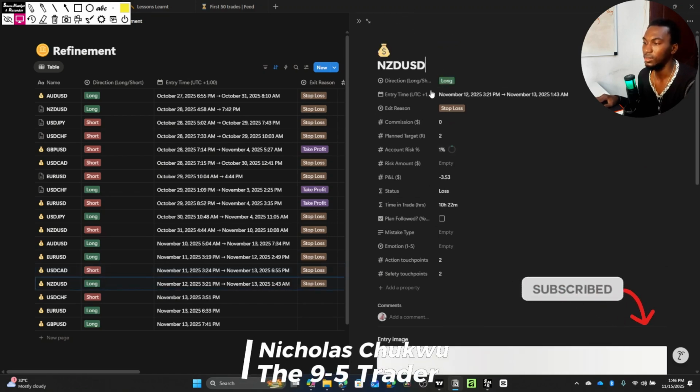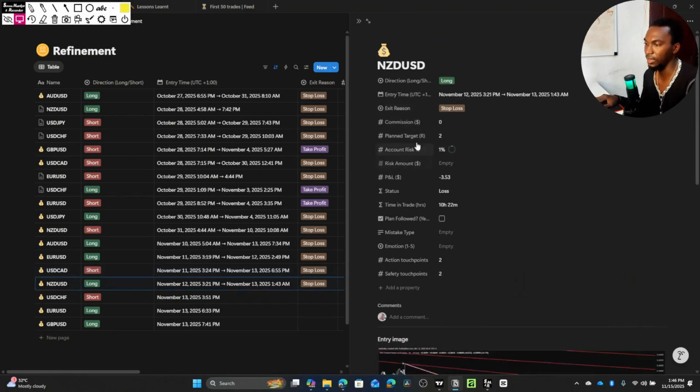The last trade I have here is the New Zealand dollar US dollar. I think this trade closed some days ago, so it's not even up to a day.